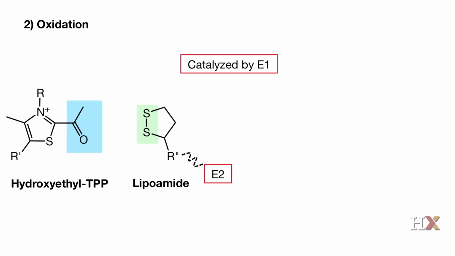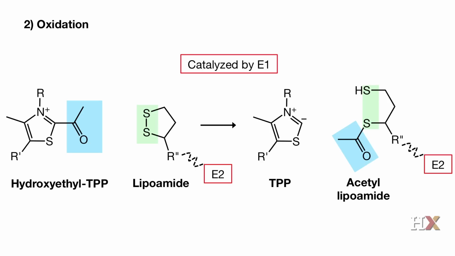During this process, a disulfide bond on the lipoamide arm is broken. A thioester between lipoamide and the acetyl group is formed, and the other sulfur forms a reduced thiol group. The outcome of this reaction is the regeneration of TPP in its original state and the formation of an acetyl lipoamide. Before we move to the third step, let's spend a minute on the formation of the thioester bond.